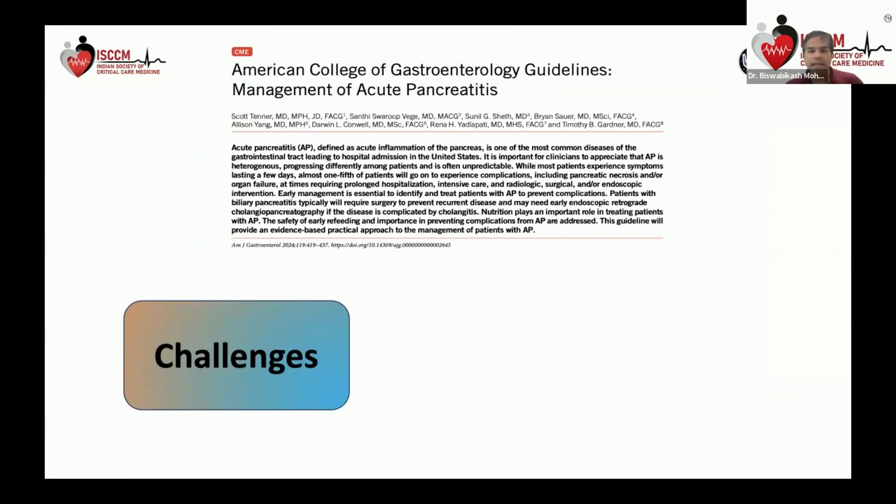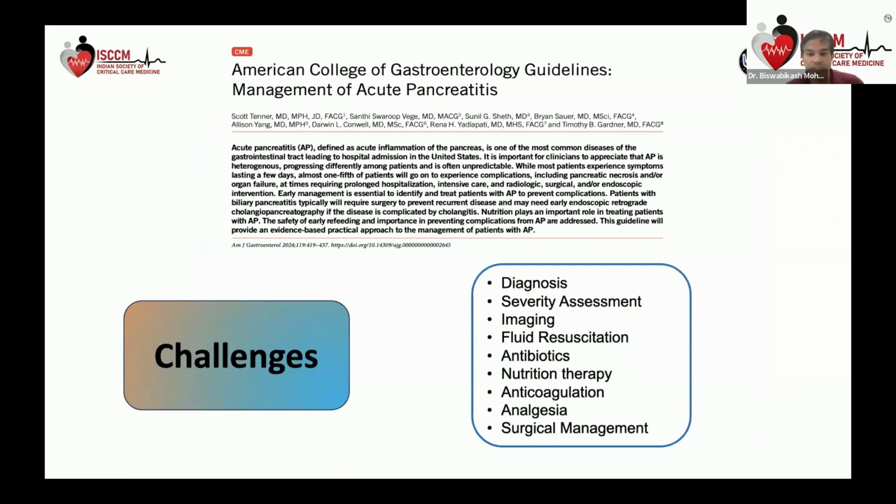There are a lot of guidelines. The recent one I have shown you was published in 2024. This is the American College of Gastroenterology guideline. But a lot of challenges still persist.